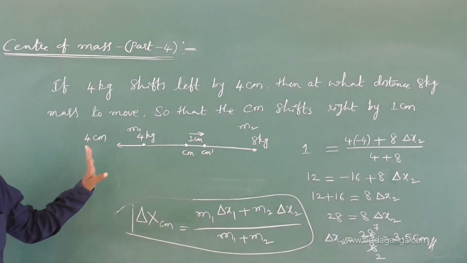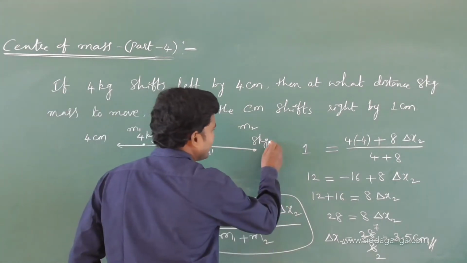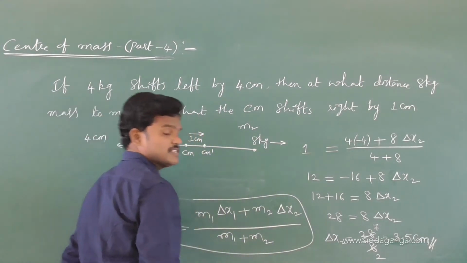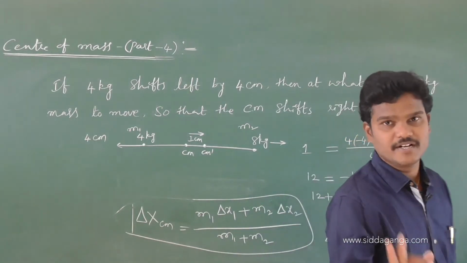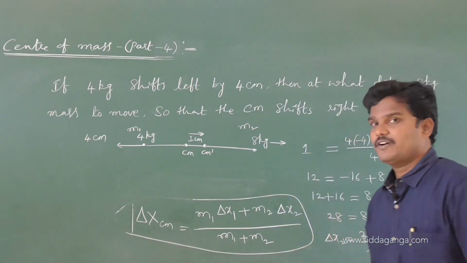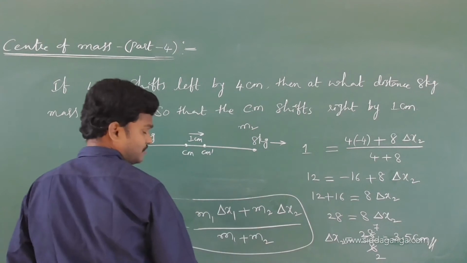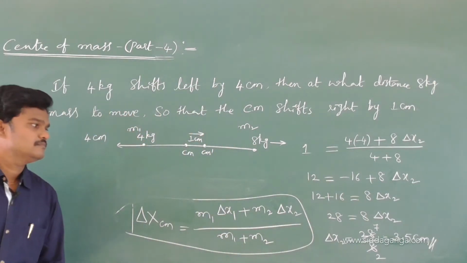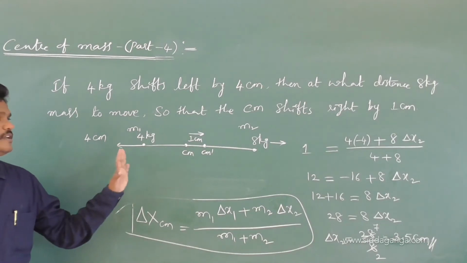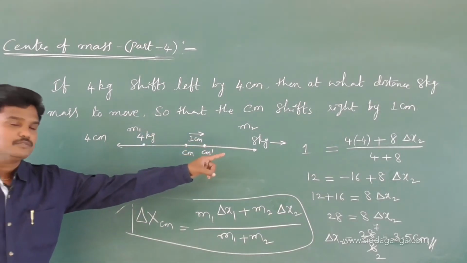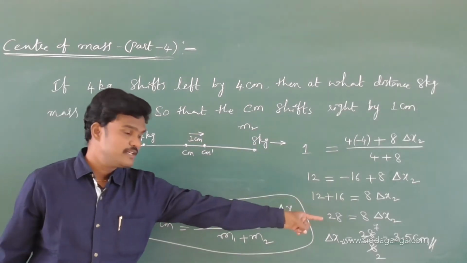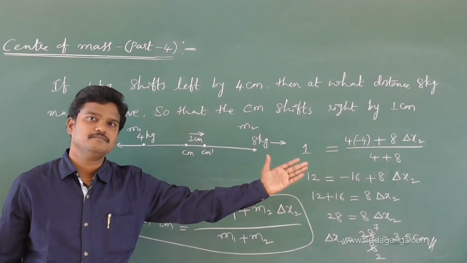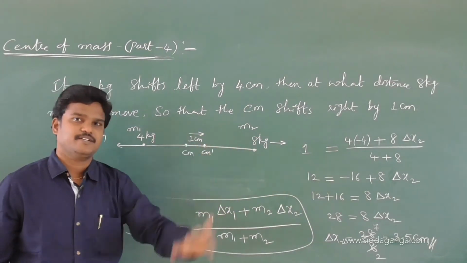So I got positive; what does positive mean? Positive means the 8 kg must be moved right by 3.5 centimeter, so that the center of mass will shift by 1 centimeter towards the right. So the 8 kg should be moved by, at what distance does the 8 kg have to move? The 8 kg must be moved by 3.5 centimeter to the right side, so that the center of mass will shift by 1 centimeter to the right side. Okay.